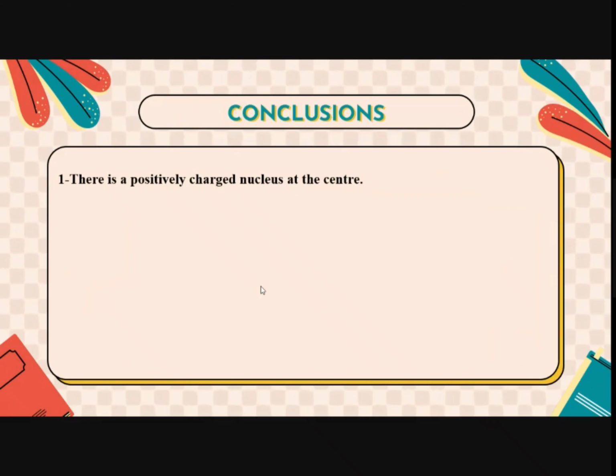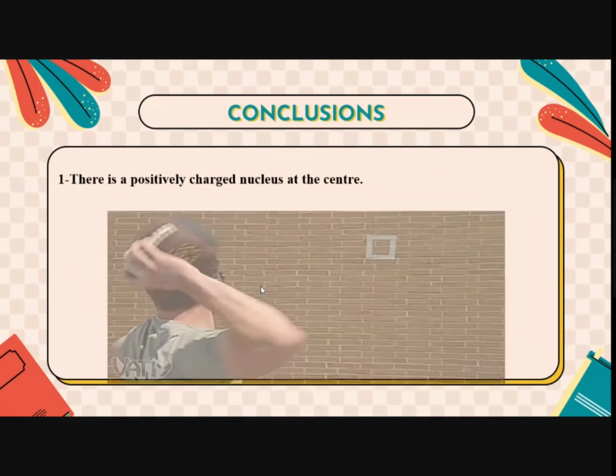And whenever we bombard it with any other positively charged species, will it attract? Obviously not. It will repel. That is why some of the particles bounced back. So that was his first conclusion. Let us look at the second one.